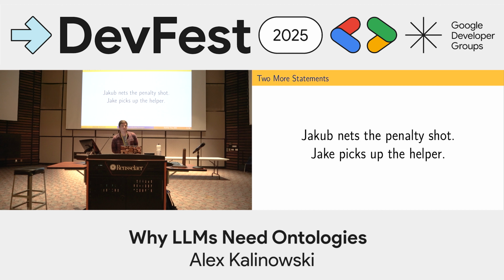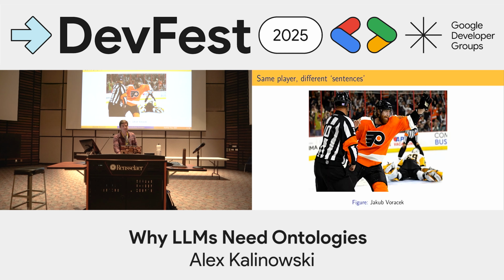So how about these two? Jakub nets the penalty shot, and Jake picks up the helper. 0. All right. I'm going 4. 4. All right. I like 4 better. And I'll show you why.